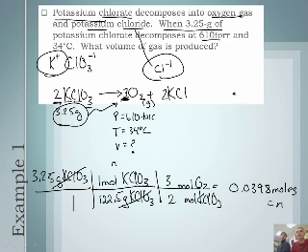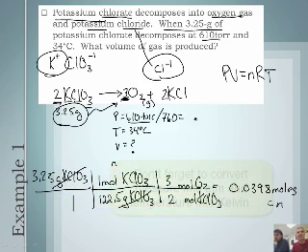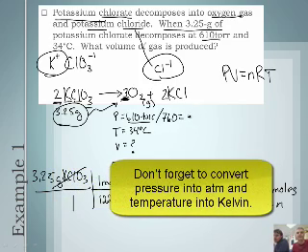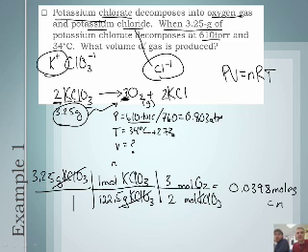So we're going to do PV equals nRT, and we're going to solve for V. We have an issue here. Pressure is 610. We'll divide that by 760 to get our atmospheres: 0.803 atm. And temperature, we'll add 273, and we get 307. So now I'm going to plug my numbers in.